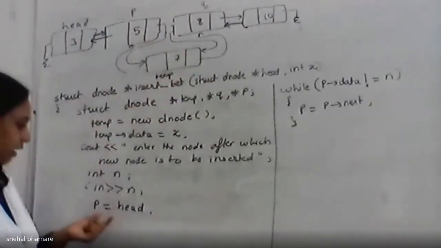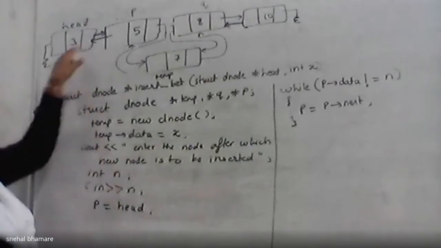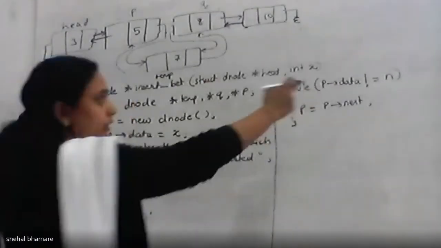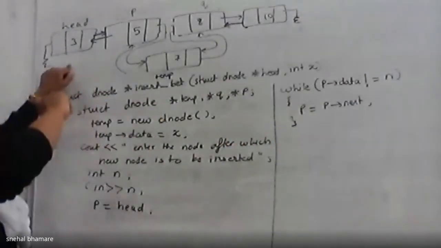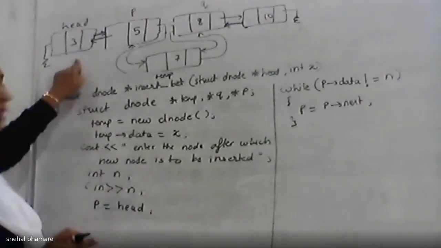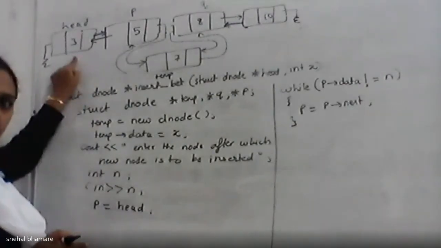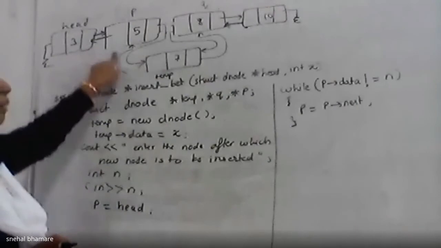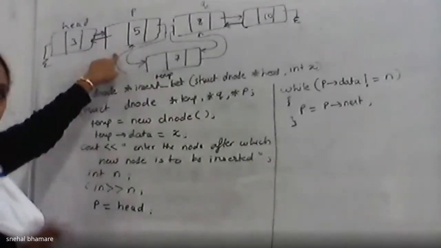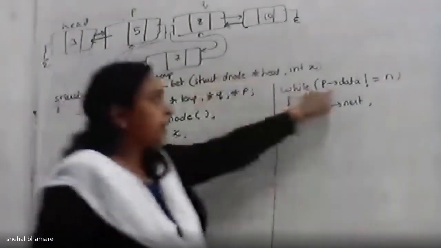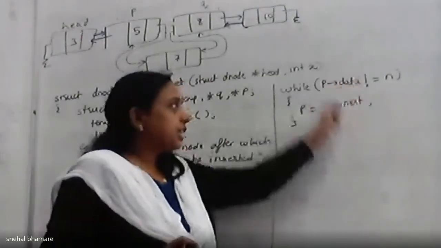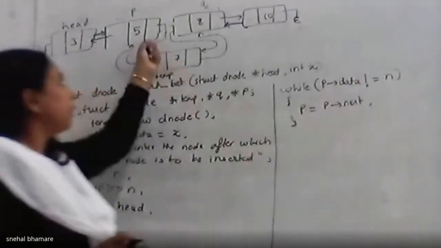By using this while loop, p will come to that node after which you want to insert the new node, right? Again, we will check, p is equals to head. In the diagram, p will point to this first node. Check p data is not equals to n. Yes, n value is 5 and p data is 3. It is not equals to n. So p is equals to p next. P will come to this node. Now check whether p data is not equals to n. Condition is false. P data is equal to n. Hence, it will come out of this while loop and p will point to this node.